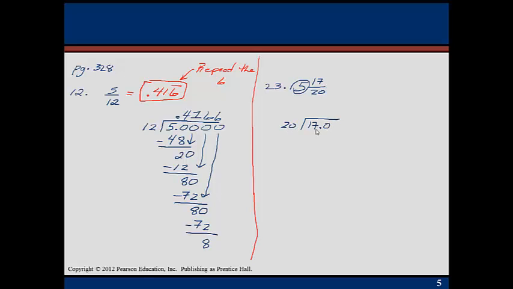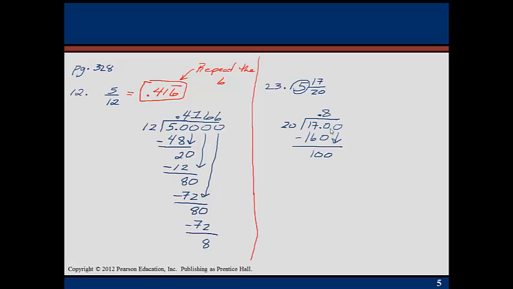20 doesn't go into 17, so make sure you put the decimal with a 0. Write the decimal above. Now 20 goes into 17 8 times. Write it above the 0. 8 times 20 is 160. Subtract, and you get 10.